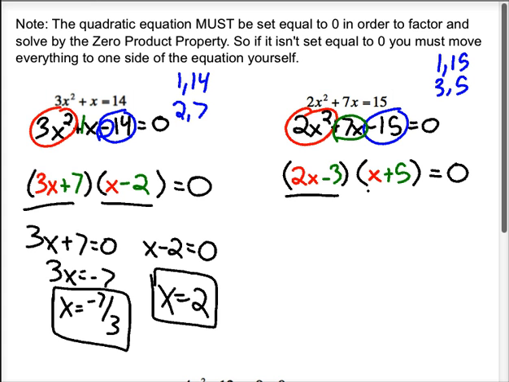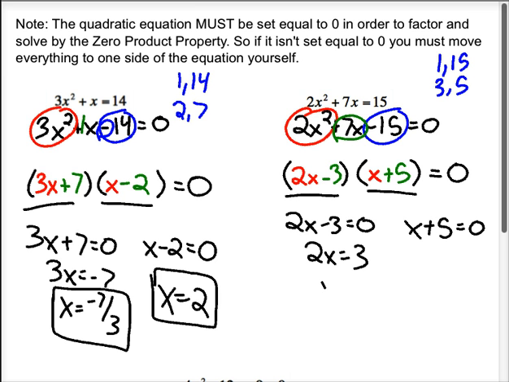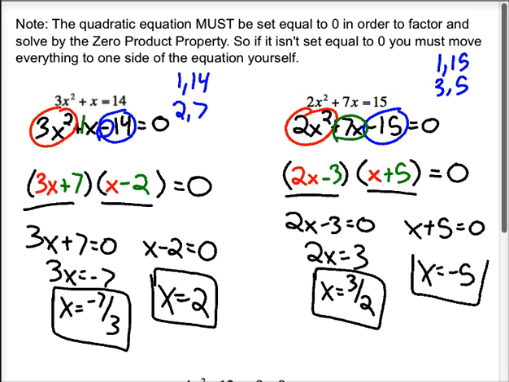Now I have two things multiplying to be 0, so now I can use my zero product property. So add the 3 over and divide by 2. Subtract the 5 over, and there you go. We have our answer.